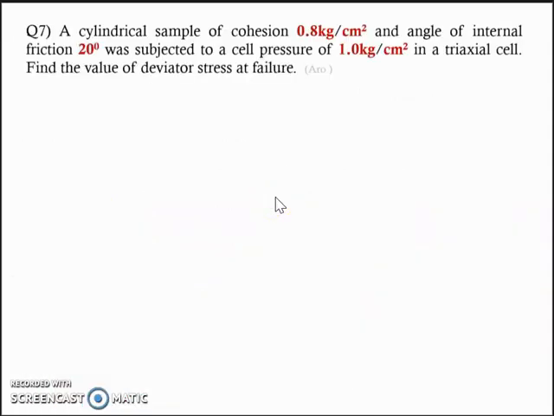Next question. A cylindrical sample of cohesion 0.8 kg per centimeter square and an angle of internal friction 20 degrees was subjected to a cell pressure of 1 kg per centimeter square in a triaxial cell. You're asked to find the value of the deviator stress at failure. Quite simple. You are given C, cohesion, and phi, angle of internal friction, and sigma C, the cell pressure.